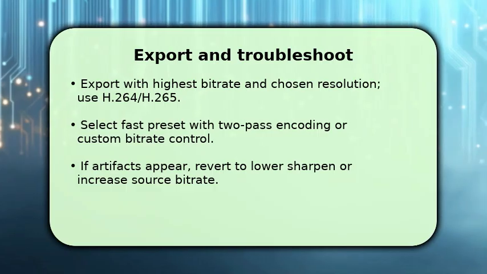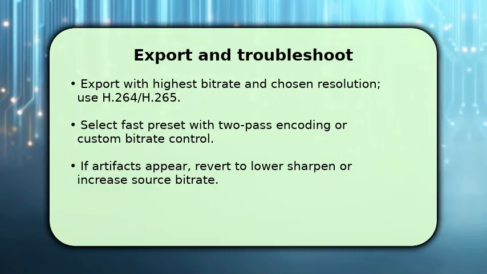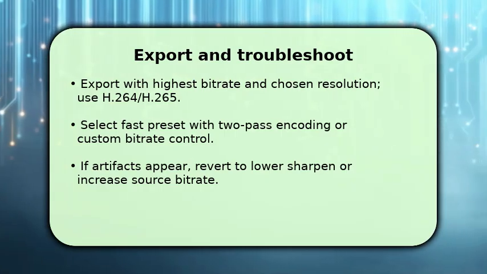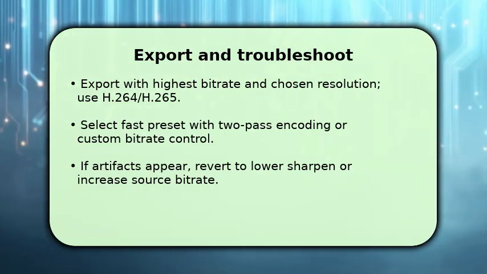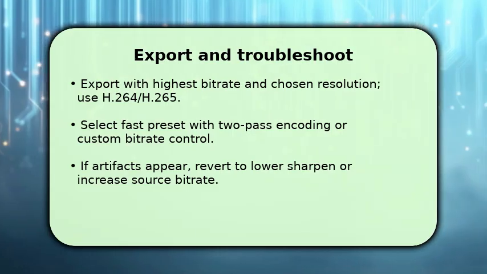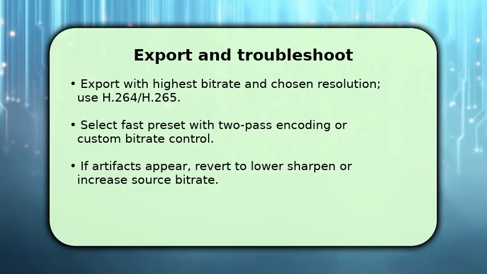Choose H.264 or H.265, set resolution to your project size, and increase bitrate to a high constant or use 2-pass encoding for consistent quality. Make sure hardware acceleration is appropriate for your codec. Once done, review the file at full resolution.